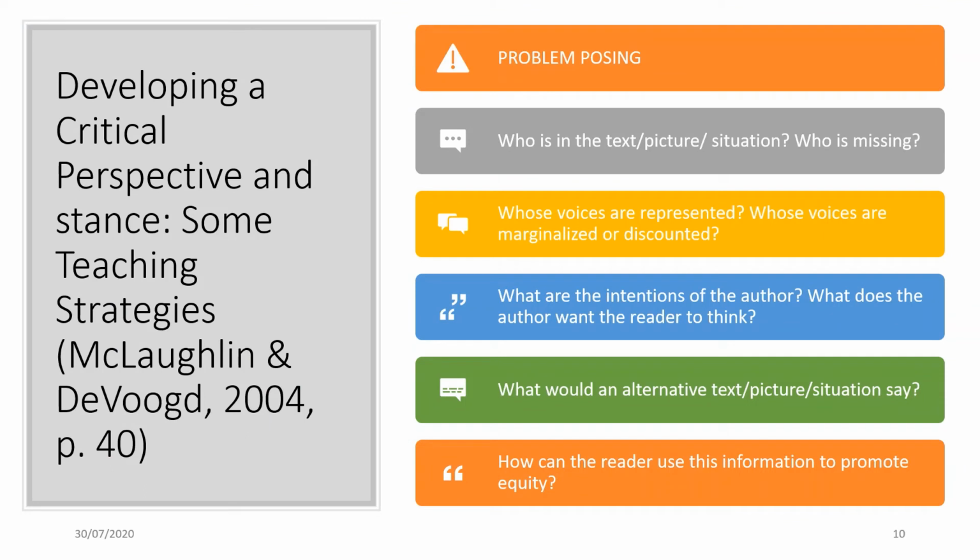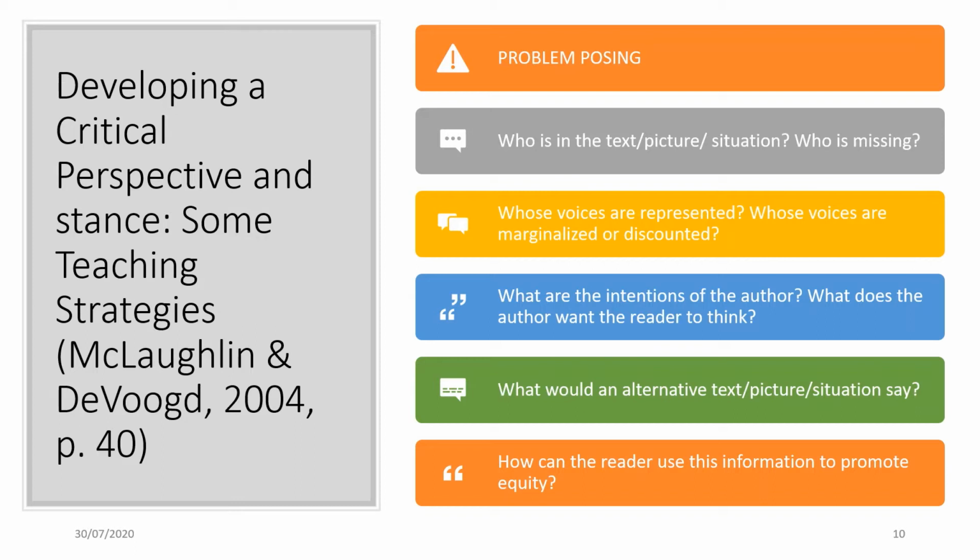Our discussion will now turn to the strategies for critical literacy teaching. We will start with the strategies for developing students' critical perspective and stance. One of the most popularly used strategies is problem posing, as proposed by McLaughlin and deVoogd in 2004. Problem posing is a critical literacy strategy that is very versatile. It can be used with various kinds of text, from narrative to informational text, as well as other forms of text, such as the multimedia.